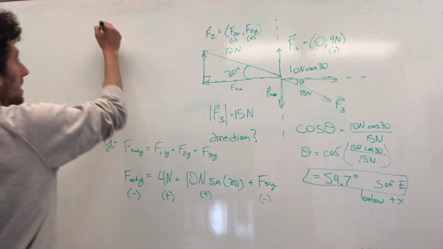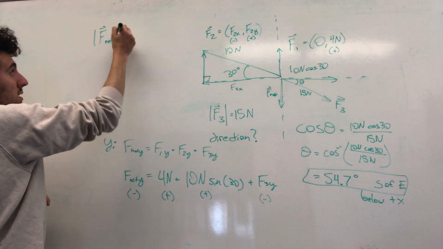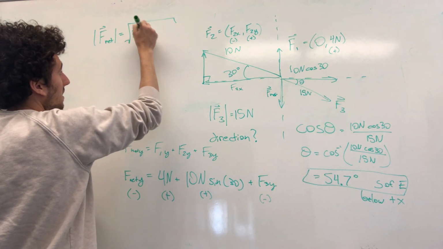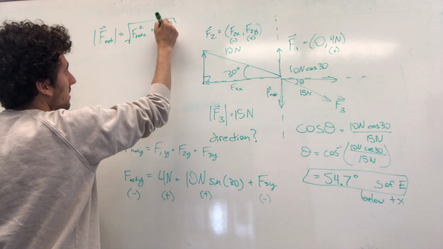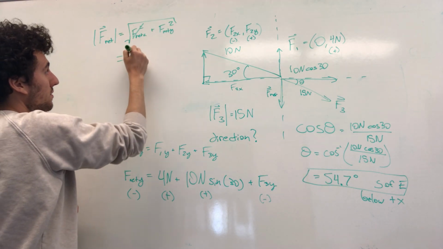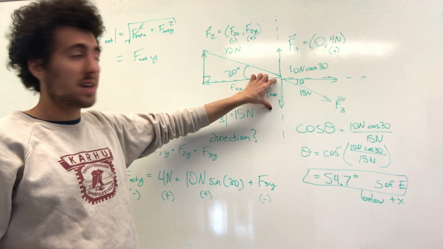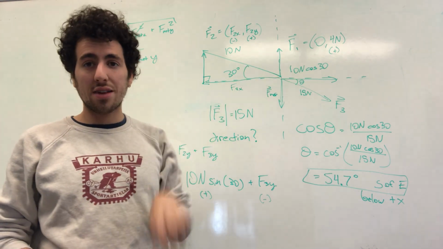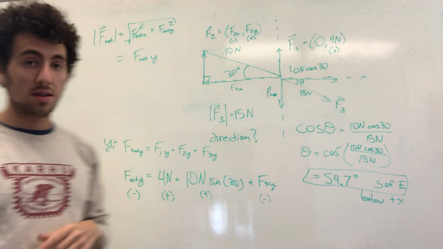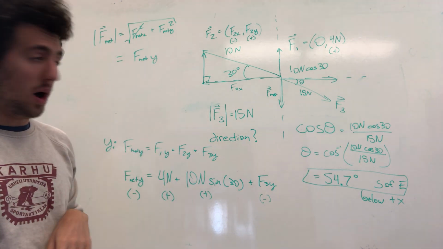The magnitude then, our F net magnitude, is equal to the square root of F net x squared plus F net y squared. Since F net x is 0, this is just equal to F net y, right? If a vector is entirely in the y direction or entirely in the x direction, its magnitude will just be the length of that one component that it has, right? So we need the magnitude of just F net y.